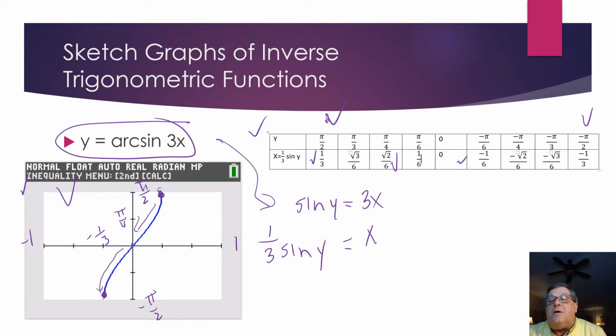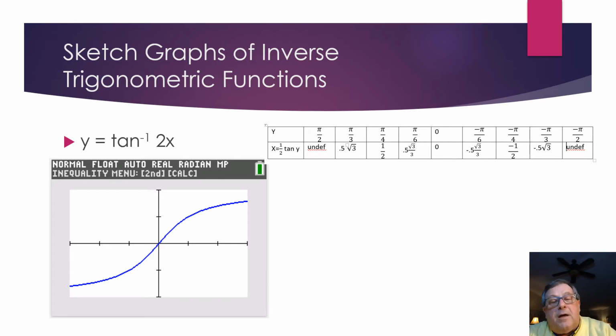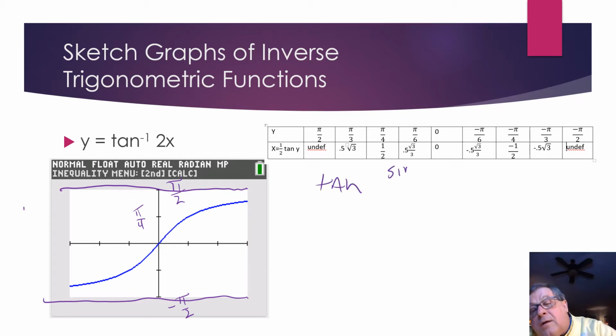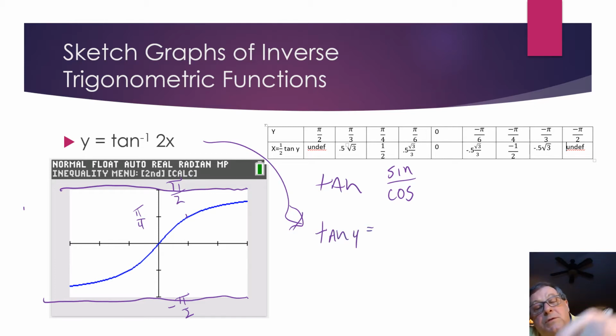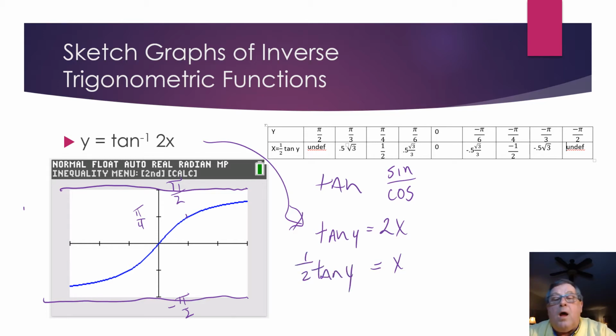Okay, let's look at a tangent function next. And it's a similar thing, except we're going to have horizontal asymptotes. So here I built this scale. Let's see, how did I do this? I know I kept this at pi over 2, negative pi over 2. I used the scale of pi over 4. And you can see we're going to have horizontal asymptotes at pi over 2 and negative pi over 2. And why is that? Well, remember, tangent is equal to the sine over the cosine. And if I rebuild this for values of the inverse tangent, the tangent of y now equals 2x. Therefore, x is going to equal 1/2 the tangent of y.